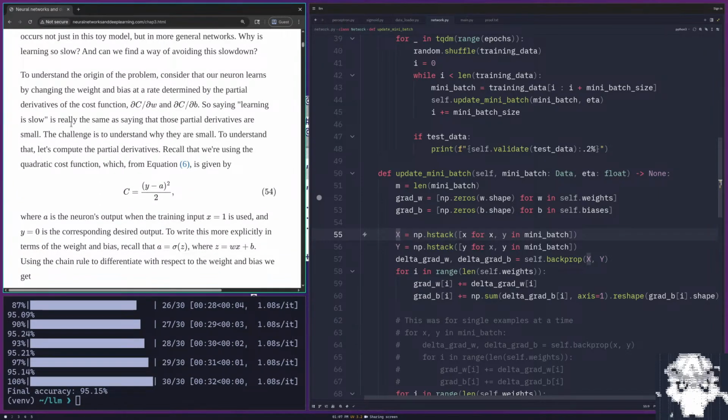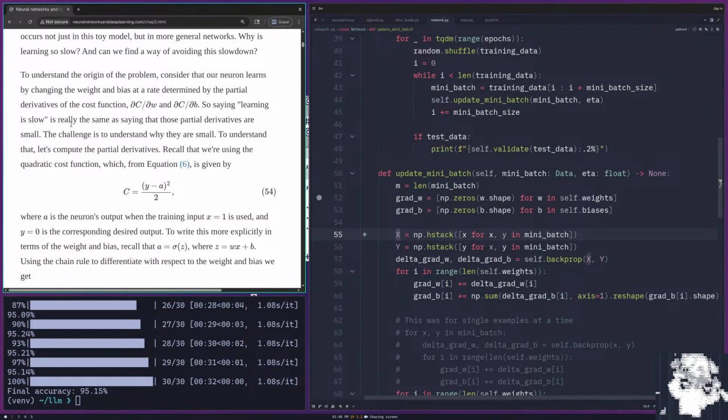To understand the origin of the problem, consider that our neuron learns by changing the weight and bias at a rate determined by the partial derivatives of the cost function, the derivative of C with respect to w and the derivative of C with respect to b. So saying learning is slow is really the same as saying that those partial derivatives are small. The challenge is to understand why they are small.